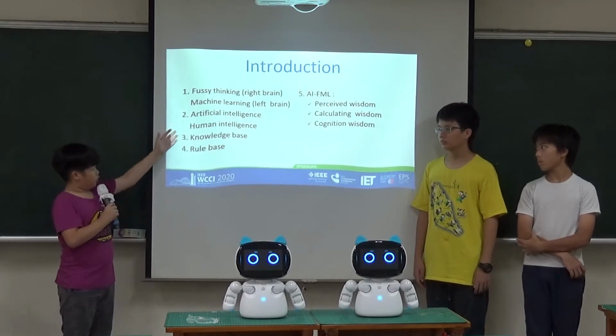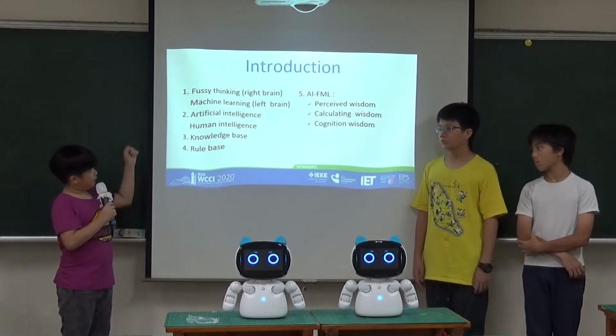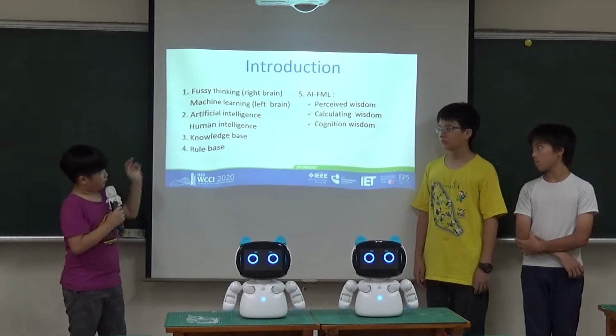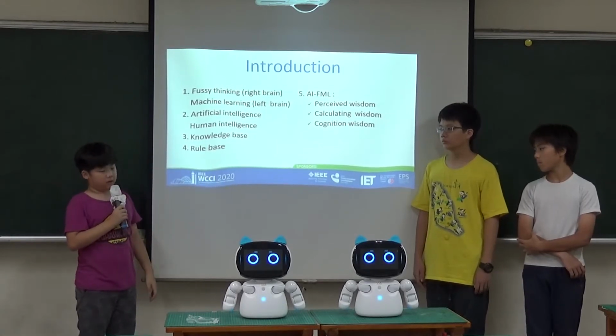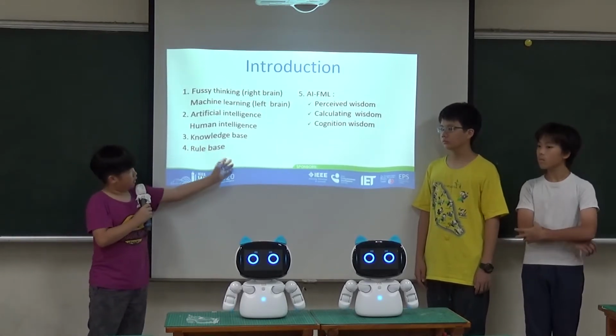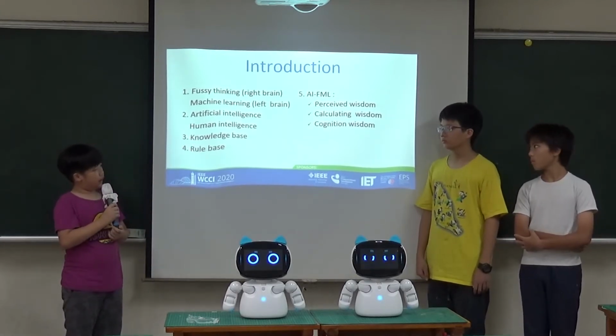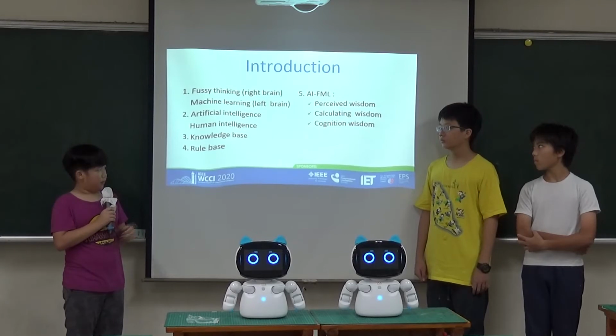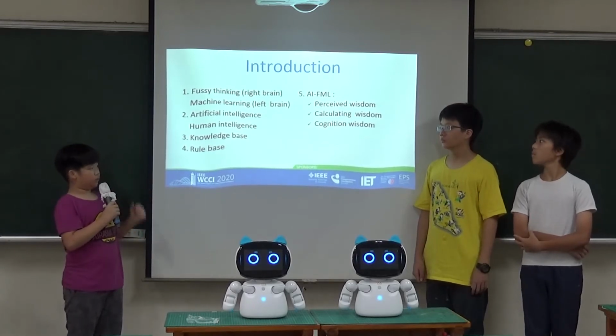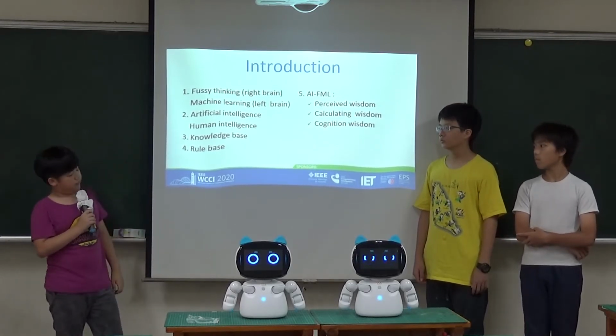We need to put two bases in the fuzzy thinking. Knowledge base is for storing knowledge. Rule base is for storing rules. Finally, we wanted AI/ML to have three wisdoms: perceived wisdom, calculating wisdom, cognition wisdom.